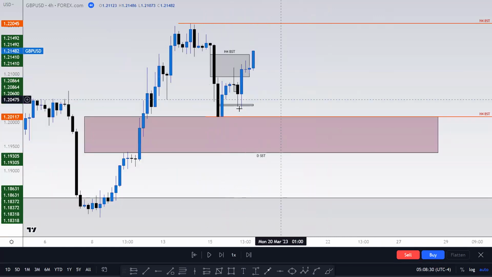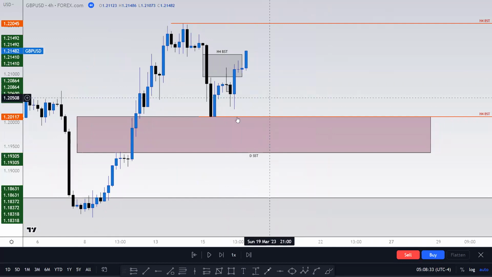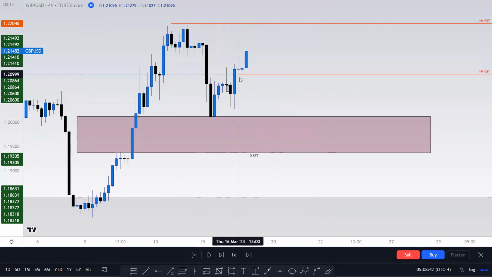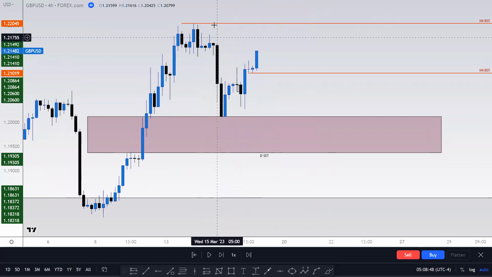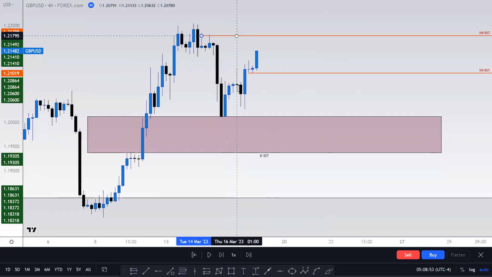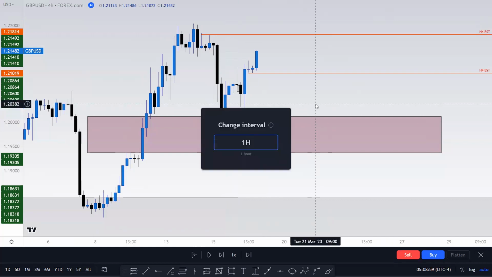So on the 4-hour, what we're looking for is that H4 sell side target. Relative to where price is, I'm just going to delete this box as well. The next draw on sell side liquidity is going to be the swing low down here. And we can see the next draw on buy side liquidity is going to be the swing high up here. Okay. So we go down to the 1-hour time frame.